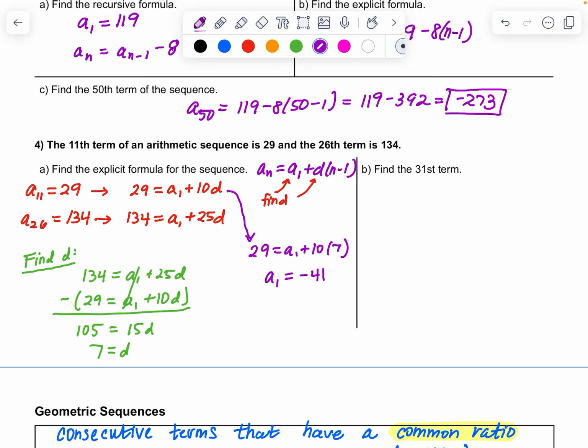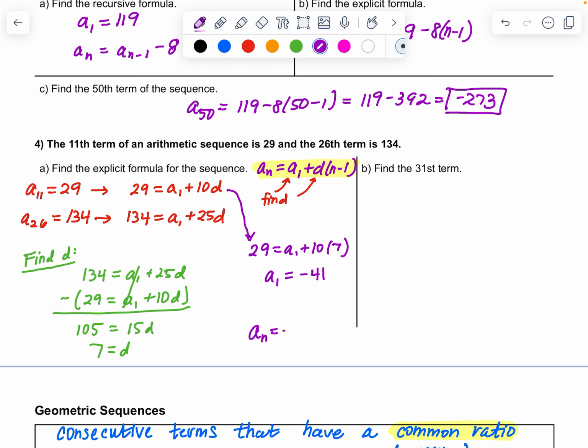So now we can write our equation. Our goal was to write the explicit equation, and we have everything we need. This is going to be a sub n equals our first term, negative 41, plus 7 times n minus 1.